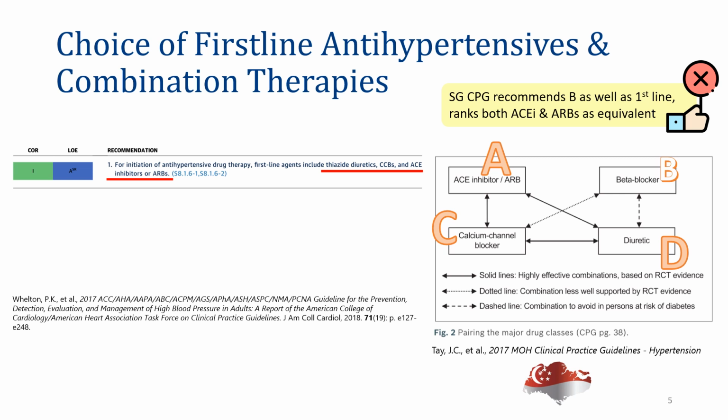The dotted lines refer to combinations that are less well studied, and that's C to B. And the combination of B and D has been frowned upon because there have been data surrounding new onset diabetes when you use beta blockers and diuretics together.